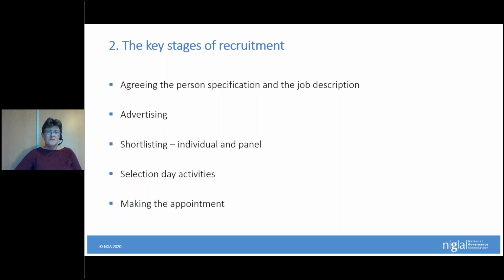Selection day activities do need some thought and consideration as to what the best way to go is, and again, boards may find that external expertise is useful at this stage. When we come to make the appointment, we often draw on HR expertise to ensure that our contract, our offer letter, and our terms and conditions are all issued in accordance with regulations.